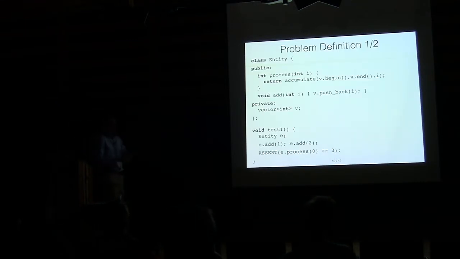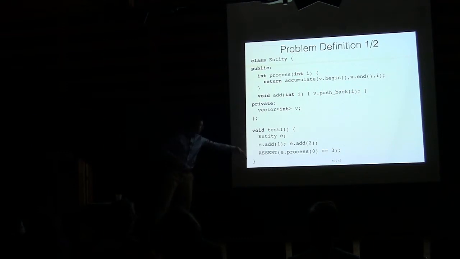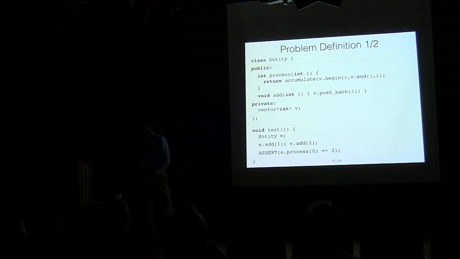Let's imagine a simple class, this little entity class, which has a private vector, and it's really simple. We can add elements to the vector, and then in the process member function, we would summarize these elements plus the parameter, and we would return with that value. So down here you can see just a documentary test case. Tests are even for documentation as well, not just for verification.